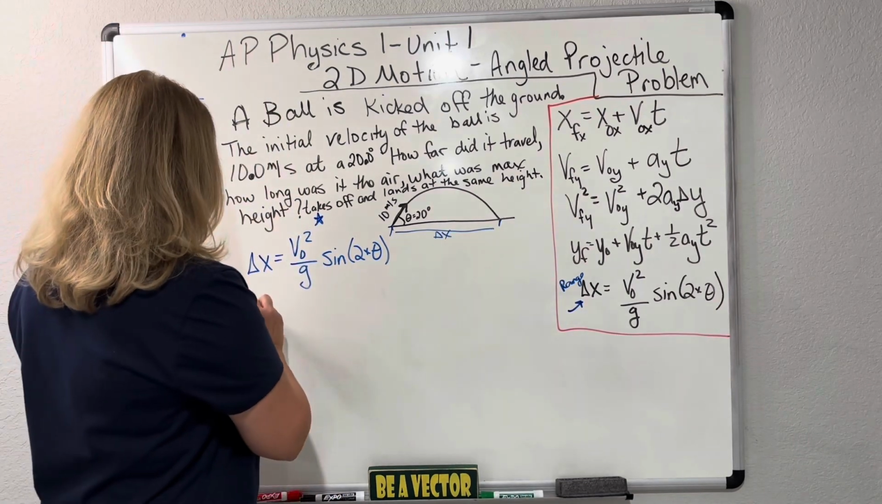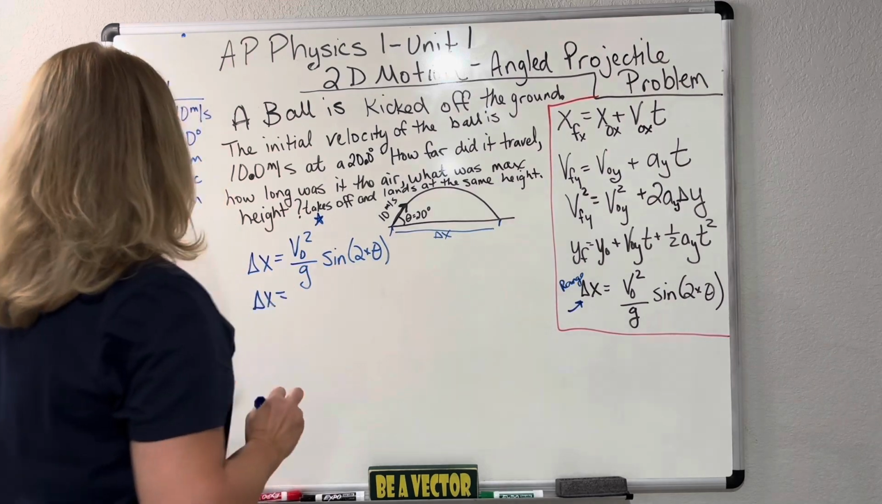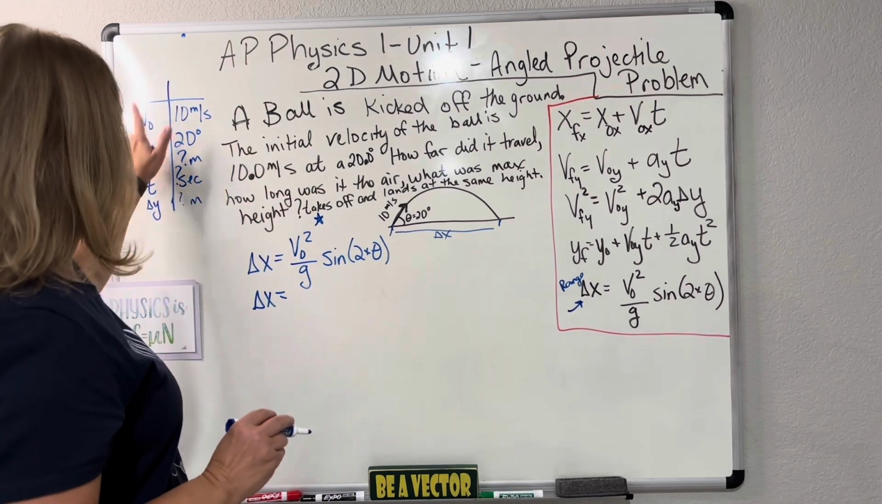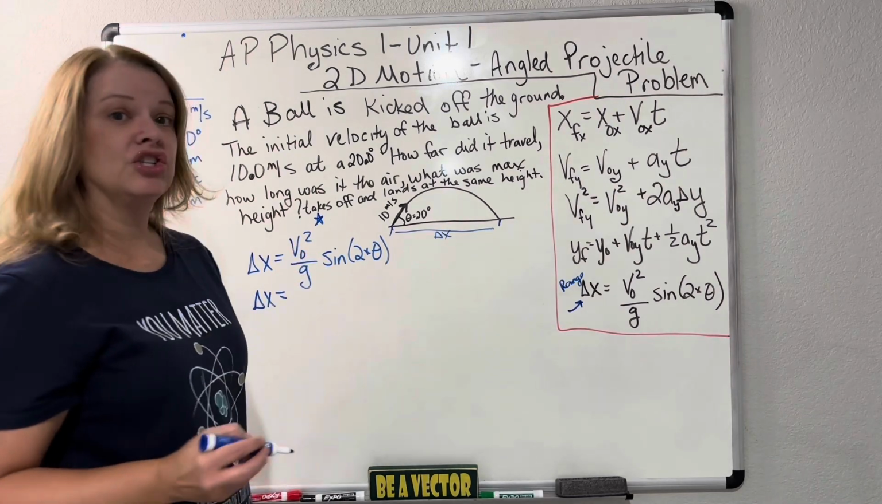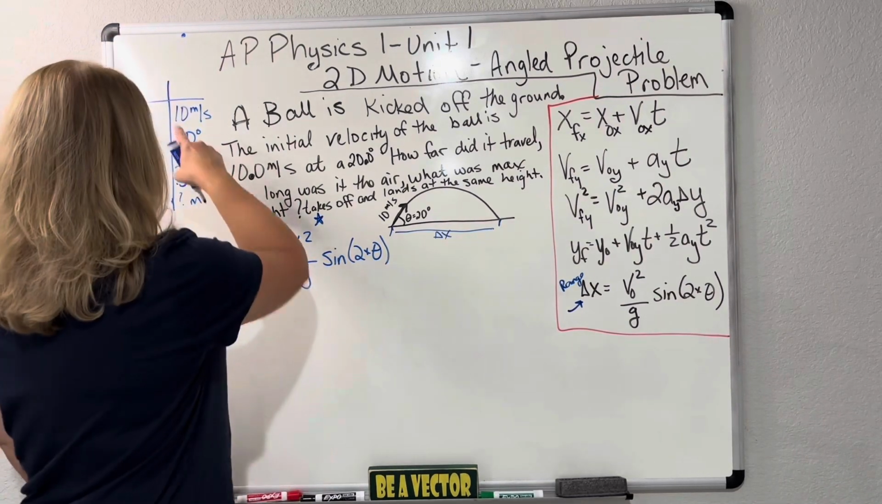So here we go. Now that I've identified my formula and all of my variables, I'm just going to get started. All right, I'm going to do a plug and chug now. My V naught is 10.